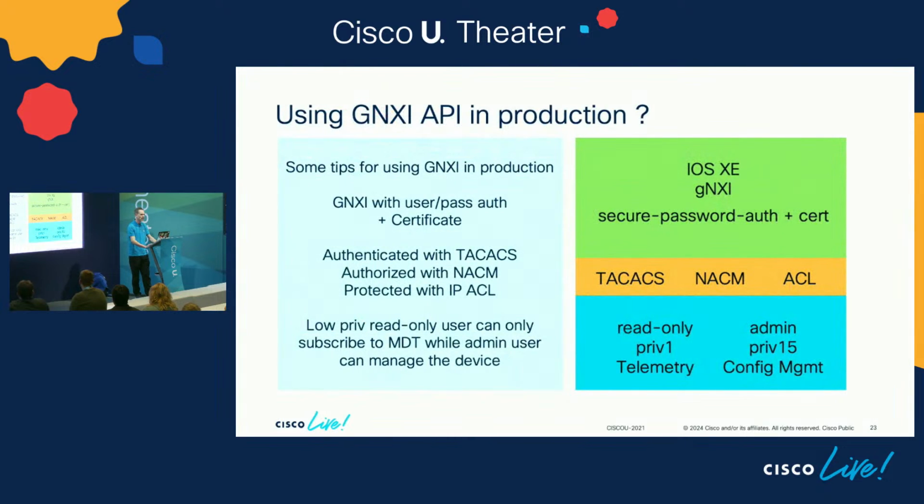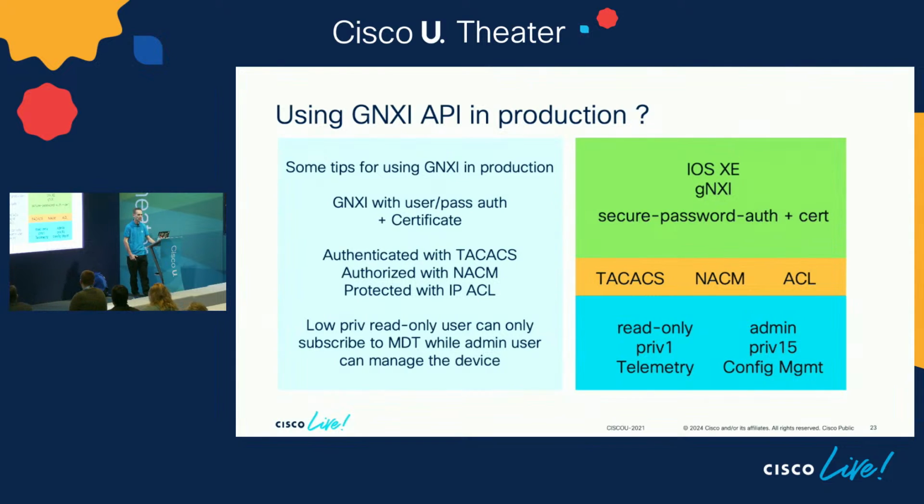But if you're using the gNXI API in production, I put a slide in here that talks about some of the considerations that you might want to take into account before you actually move into production. Specifically, do you want to authenticate your users with a username and a password? Or do you want to authenticate your users with a username and a password and a certificate? Okay, so that's one option that you have. Do you want to authenticate your users locally, or do you want to authenticate them up at a TACACS level or a RADIUS?